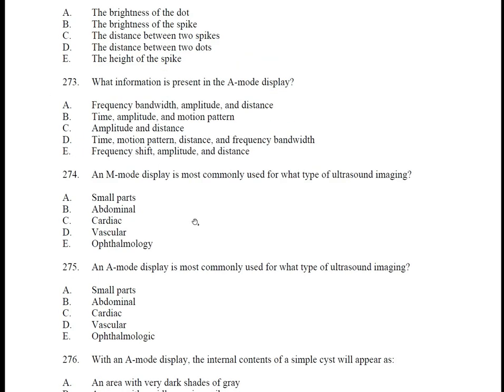Let's look at question 273 right below. The question is asking what kind of information can be obtained through A mode. As I just explained, A mode is characterized by providing information based on height differences, that is, information related to amplitude, as well as information about distance.